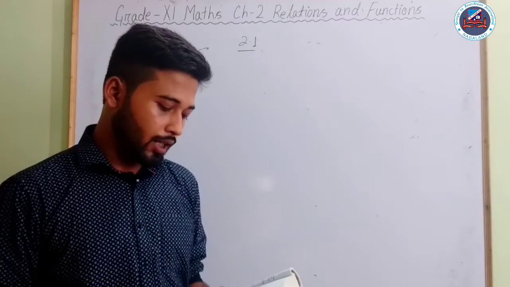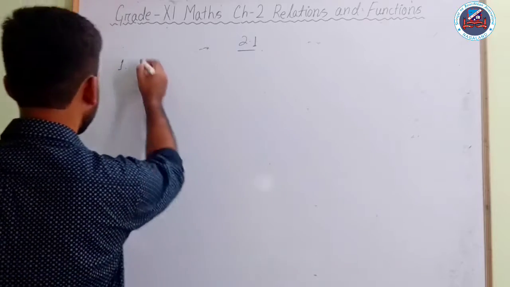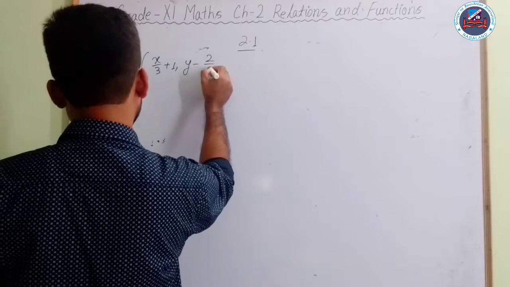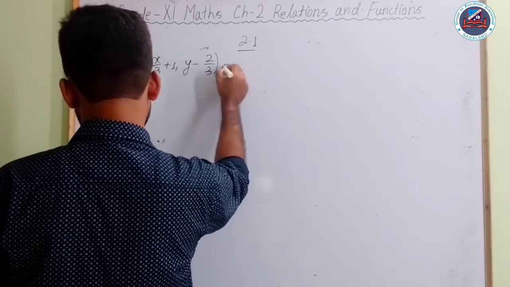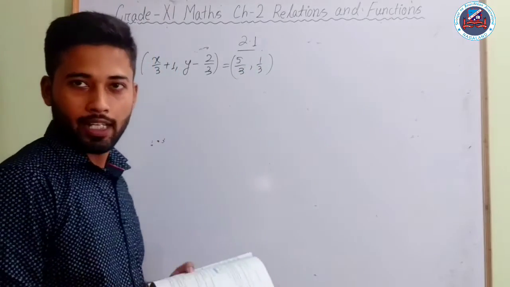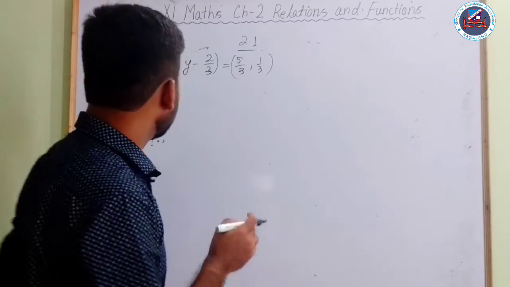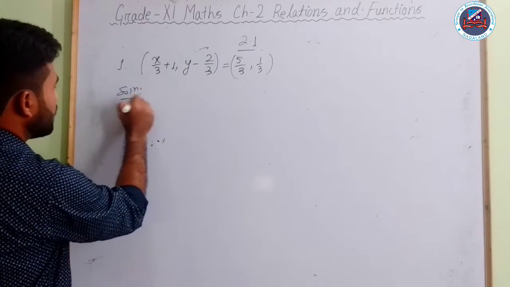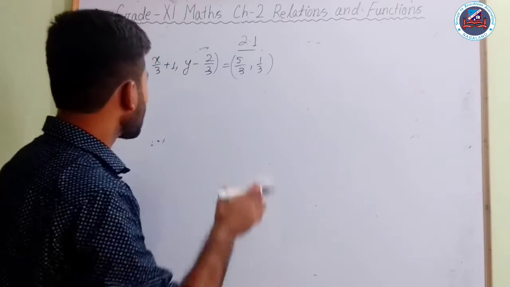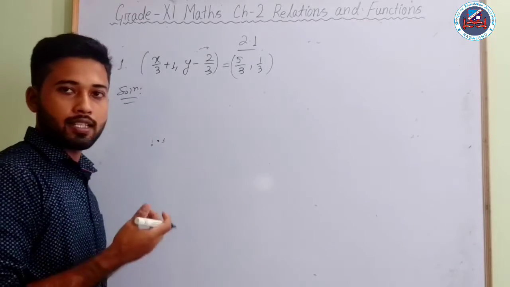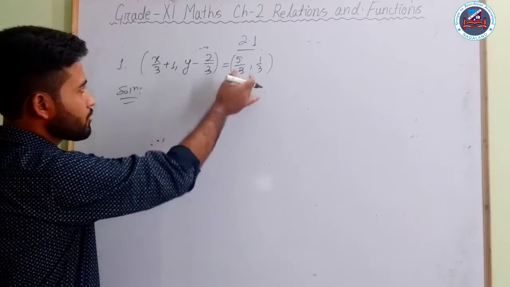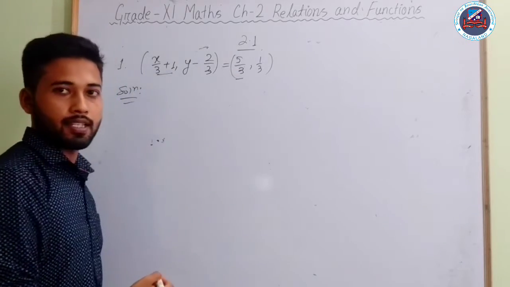So in exercise 2.1, we have question number 1. It is given that (x/3 + 1, y - 2/3) is equal to (5/3, 1/3). We need to find the values of x and y. Now there is a property that two ordered pairs are the same only if their corresponding elements are the same. So here they have discussed the equality of these two ordered pairs, that is, these two are the same. If we want to make these two ordered pairs the same, then their corresponding elements must be the same, isn't it?